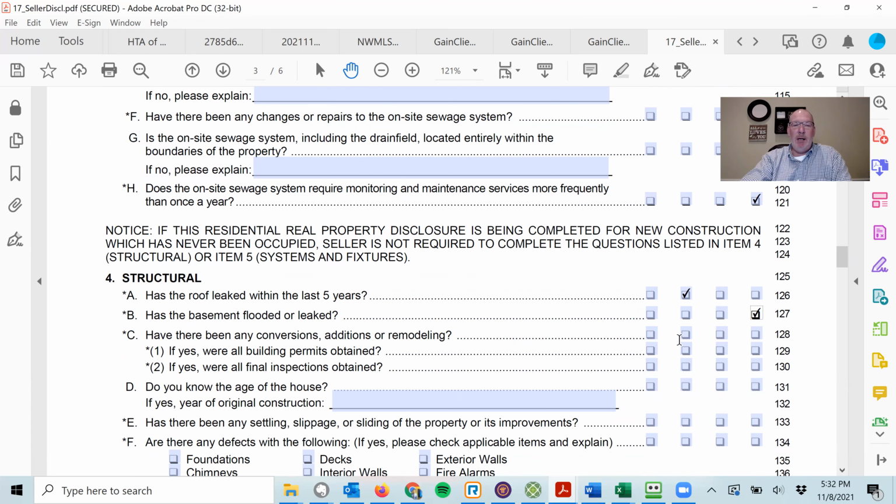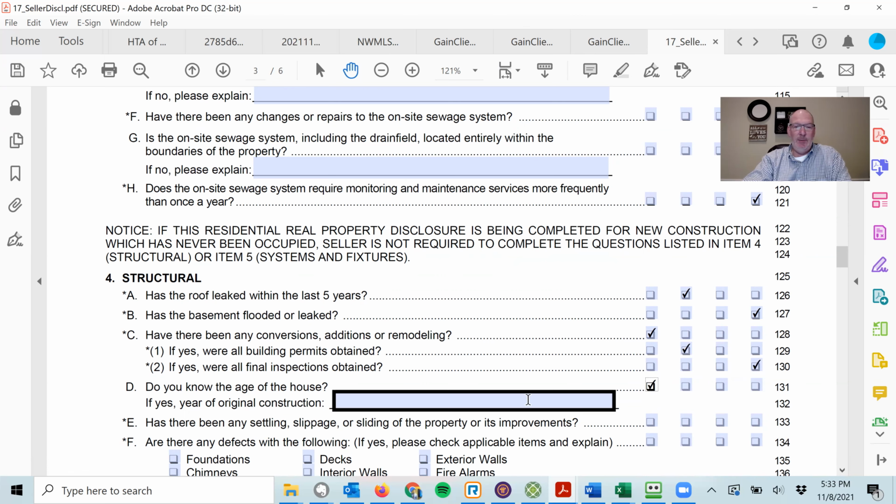Have there been any conversions or remodeling? This one you want to kind of not ask leading questions, right? So let's pretend that the guy did some remodeling and he did it unpermitted. So has there been any conversions, additions, or remodeling? He's going to say yes. If yes, were all building permits obtained? He's going to say no. Now we have an asterisk, right, for question C. And so we're going to have to go to that other page and explain. And what we would explain is there weren't any permits required, right? So if yes, were all final permits obtained, that's NA because we didn't get any permits.